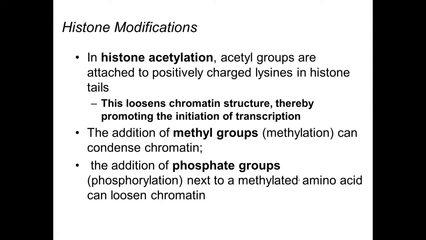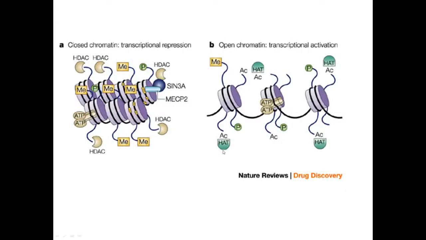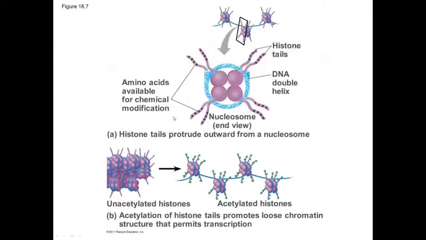So I told you it's more of a real symphony of everything having to be properly placed. But in general, the two I want you to remember are acetylation and methylation. Okay, so you can see here open, look at all those nice little acetyl groups. Here's methylated, you can see all the methyl groups, and that's heterochromatin.